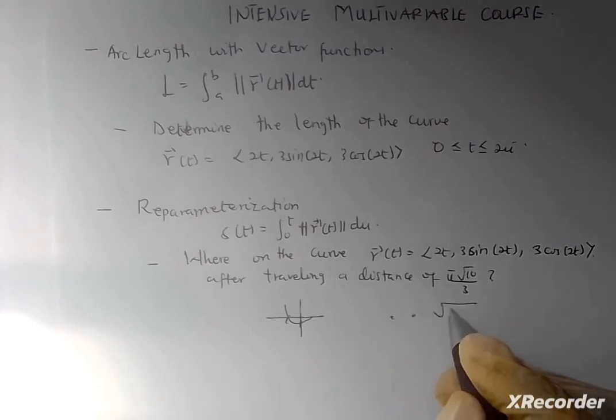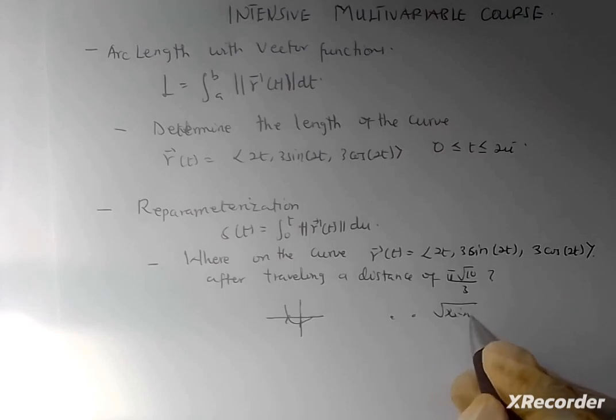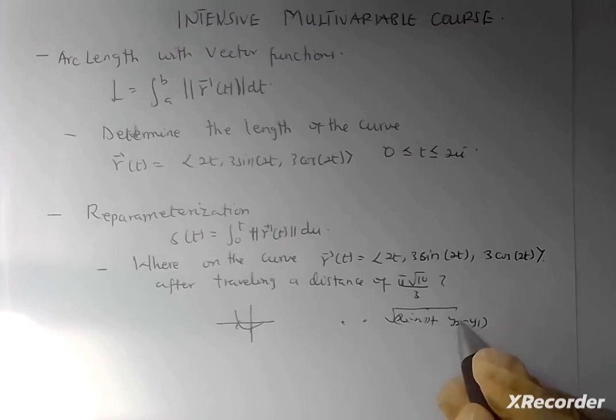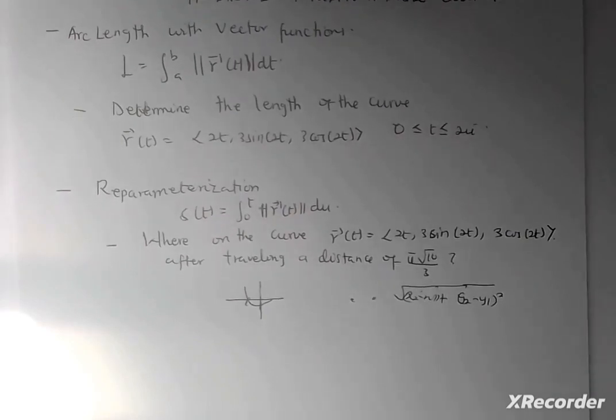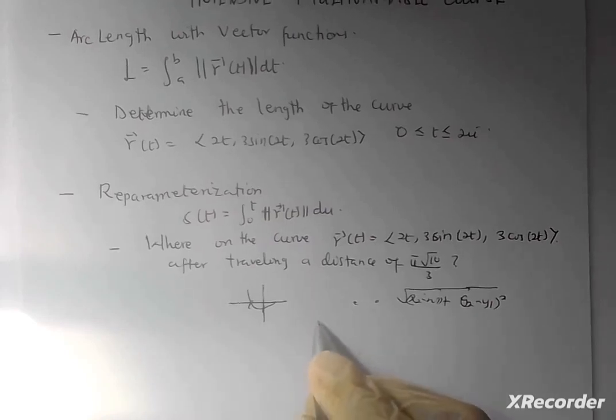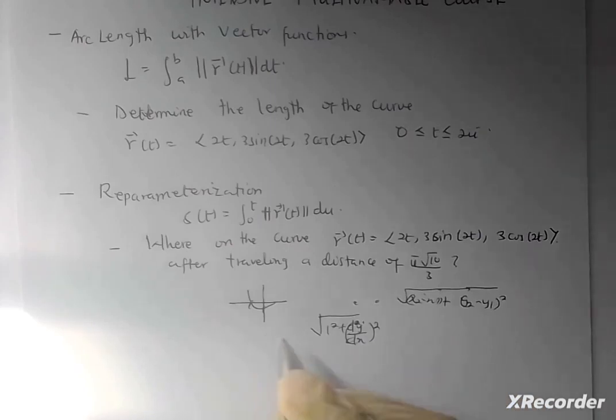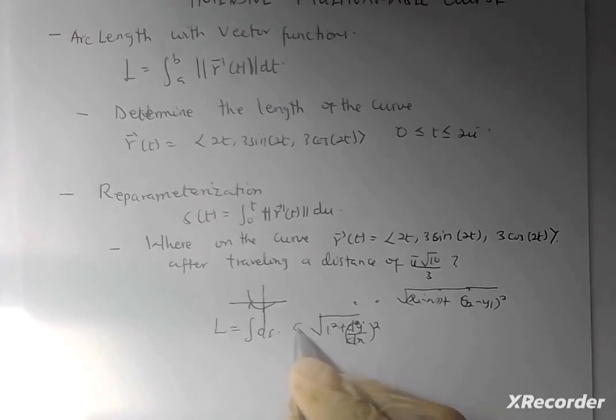Then you take the square root of what? The x2 minus x1 all squared plus the y2 minus y1 all squared. No, this is a curve. So in calculus 2, we saw that the length of an arc was the integral of the square root of 1 plus the dy over dx all squared, so the formula was L equal to the integral of ds, where ds is this expression.